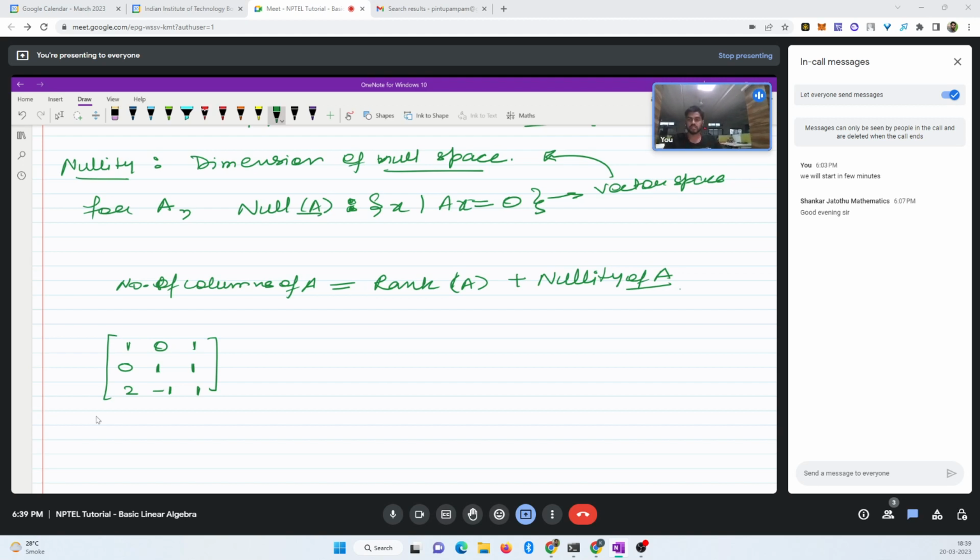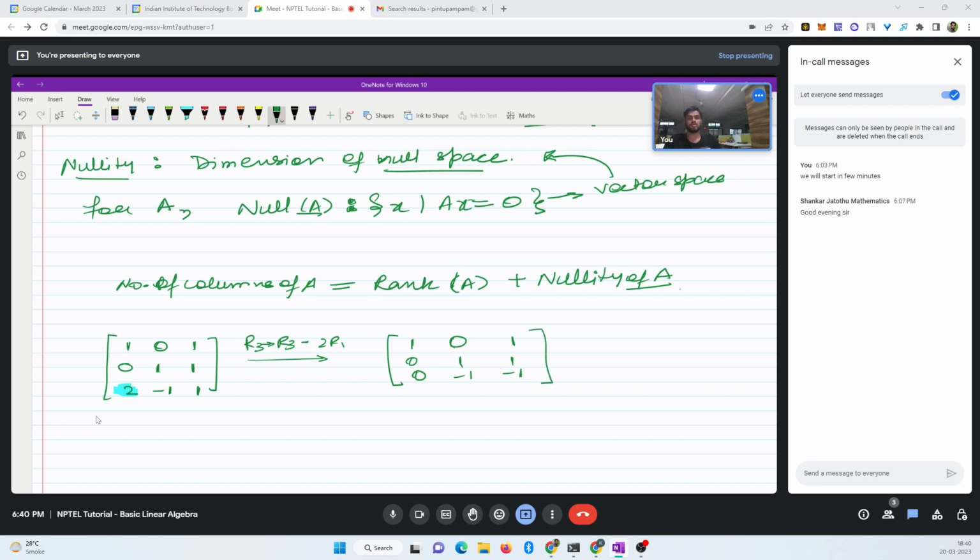So we want to make this entry 0. We want this entry to go. So what do we do? R3 goes to R3 minus 2 times R1. This becomes 1, 0, 0, 0, 1, minus 1, 1, 1, minus 1.